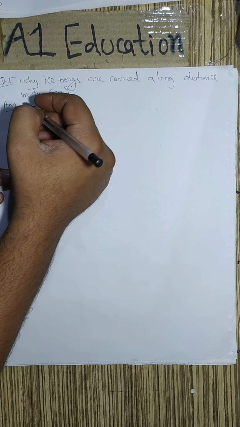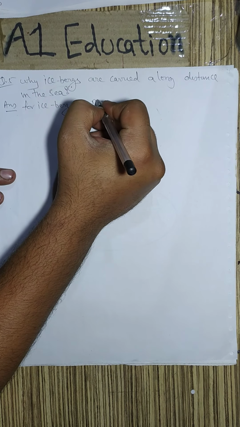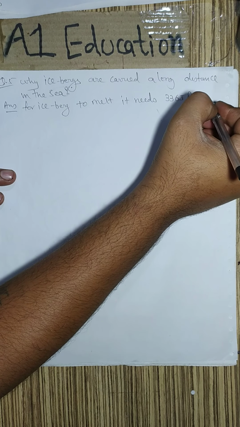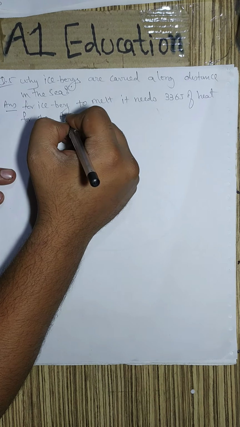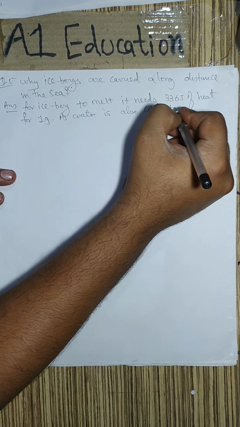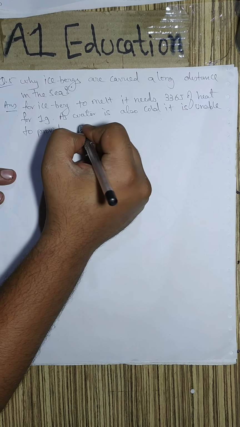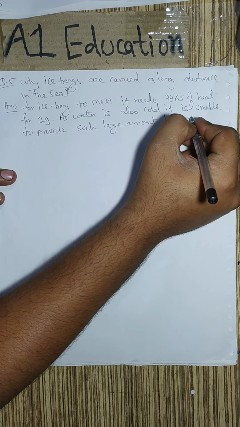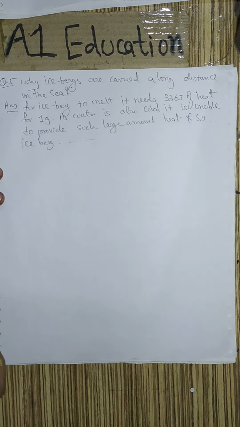So answer we can write down is, for iceberg to melt, it needs 336 joules of heat for every gram. As water is also cold, it is unable to provide such large amount of heat, and so iceberg travel a very long distances in the ocean.